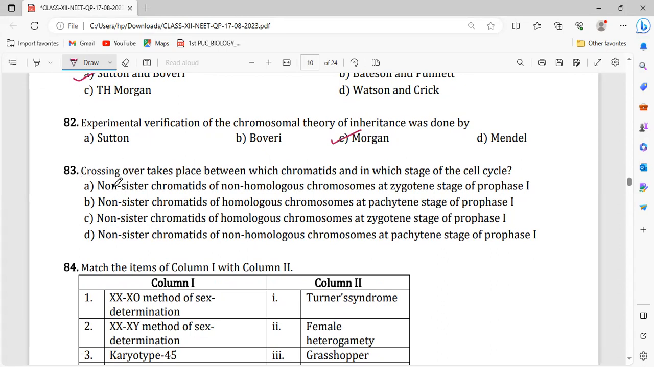Next. Crossing over takes place between which chromatids and which stage? So it occurs during Pachytene stage of prophase 1. So here it can be B or D. And it happens between homologous chromosomes, not non-homologous chromosomes. So answer is B.